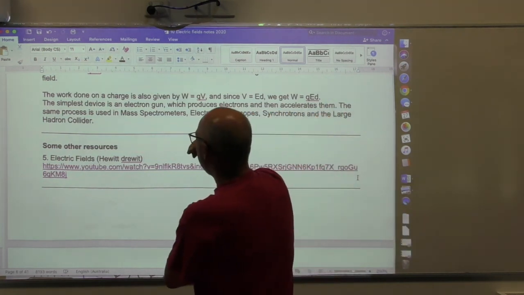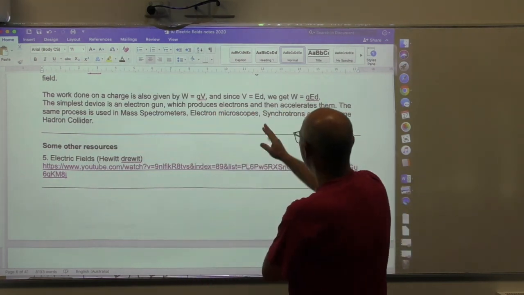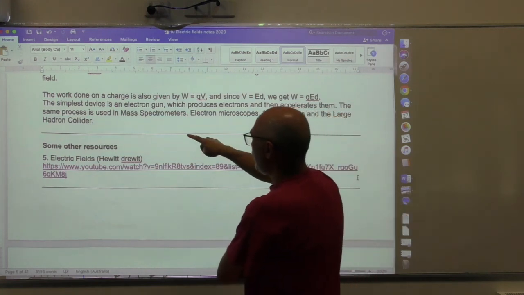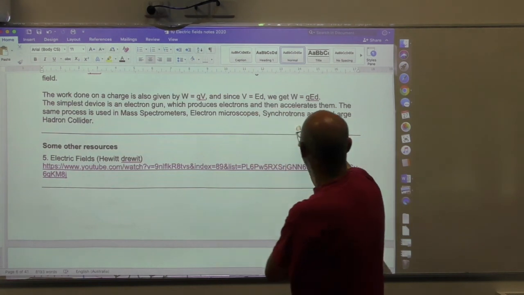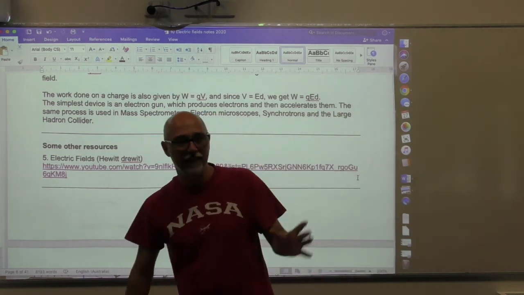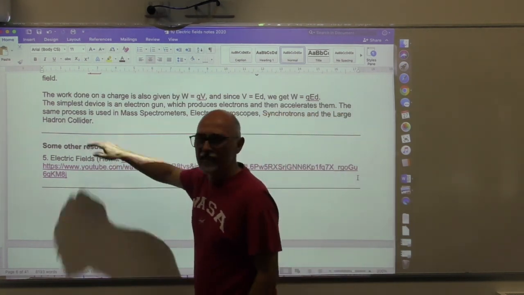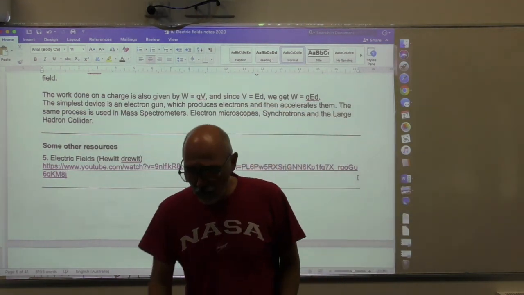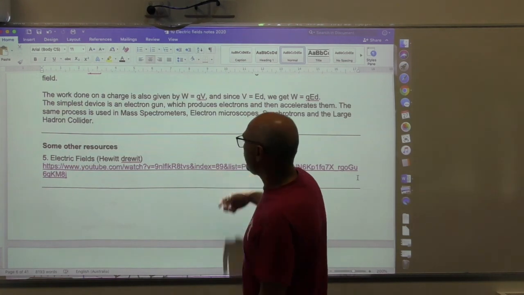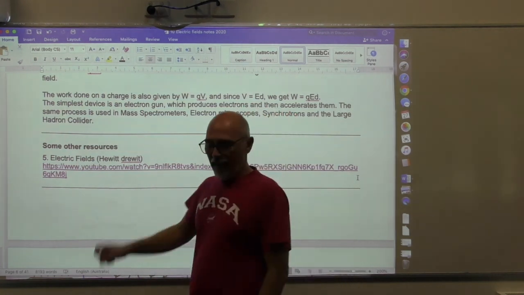The simplest device is an electron gun, which produces electrons and then accelerates them. The same process is used in mass spectrometers, electron microscopes, synchrotrons, and the Large Hadron Collider, which does very different science to a synchrotron. All right, some resource, electric fields, again. Watch this guy, he's cool.